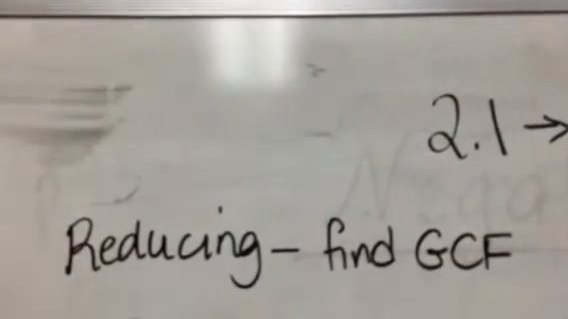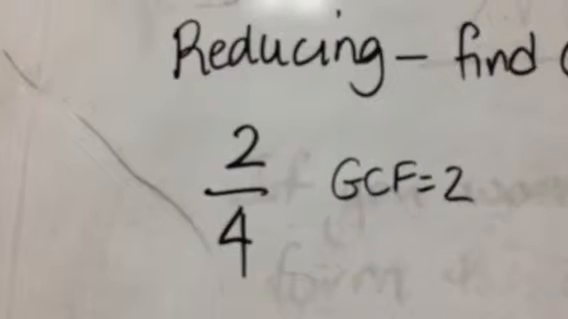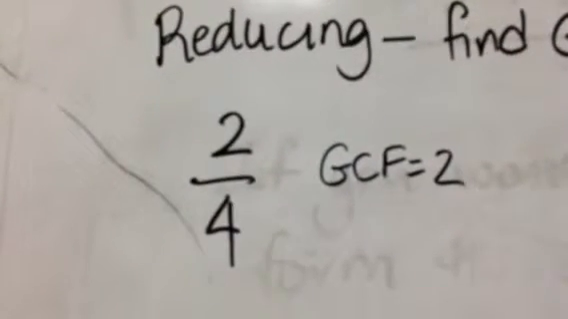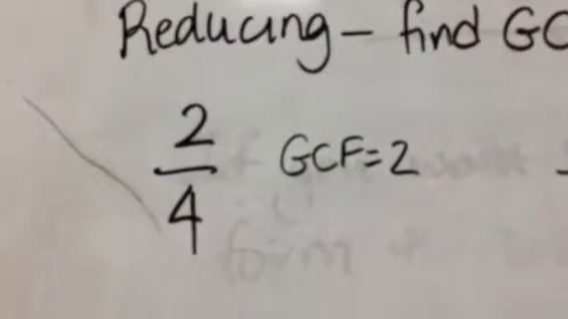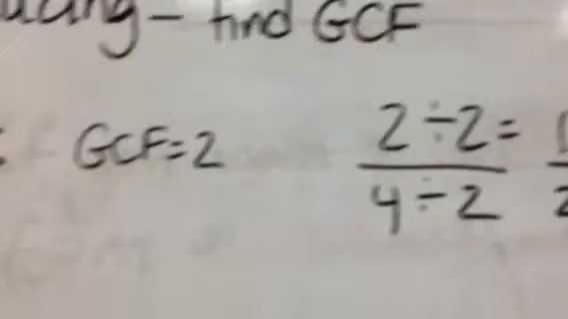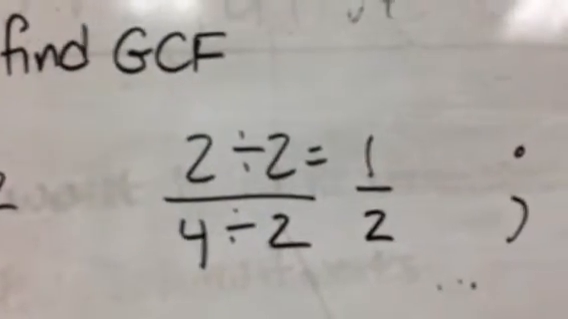The first thing you're going to have to do is reduce fractions. So if you have 2 over 4, 2 is called the numerator, 4 is called the denominator. Make sure you know what those words mean. 2 over 4, you've got to find the GCF to reduce it. The GCF is 2. So you divide both by 2 and you get the reduced fraction as 1/2.